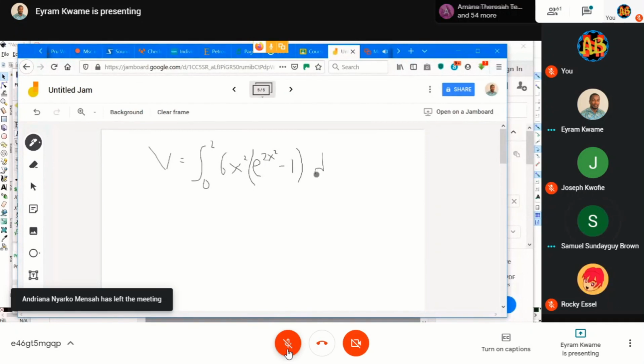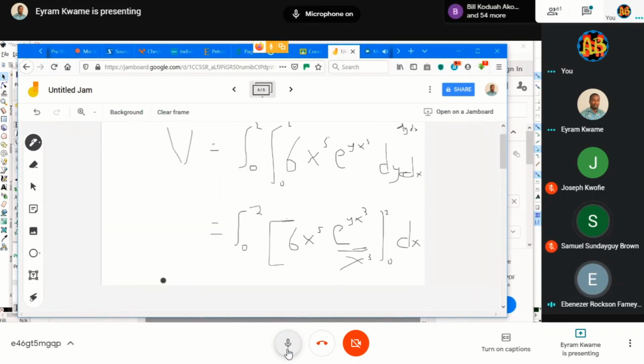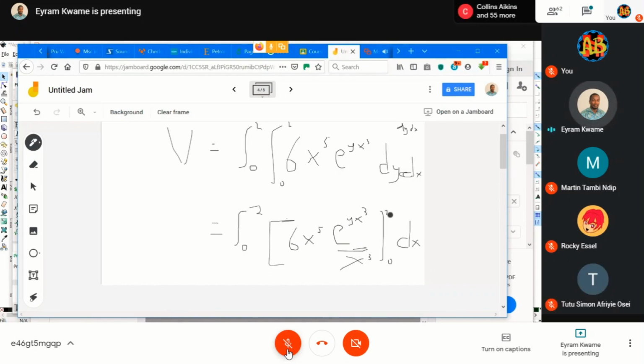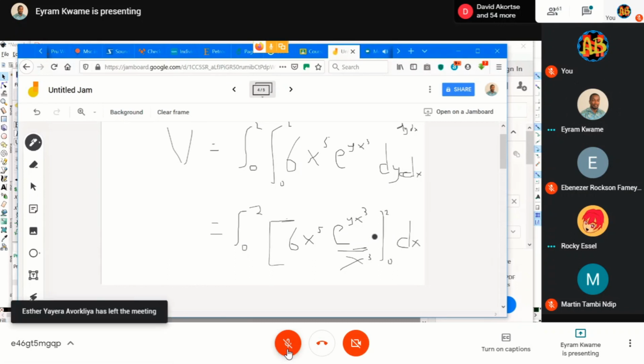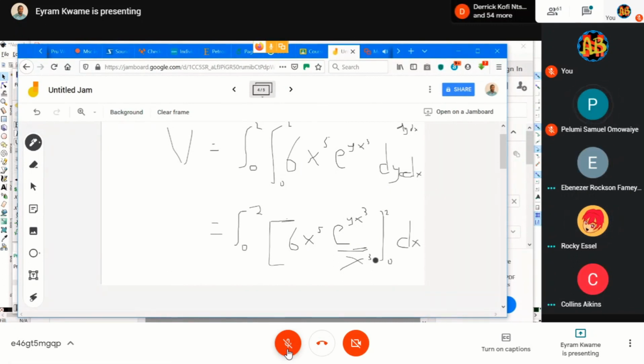Does this make sense? I am evaluating this. These are the values of y, right? So e raised to the power 2. You replace y with 2, and then you replace y with 0. What is e raised to the power 0? 1. Thank you.